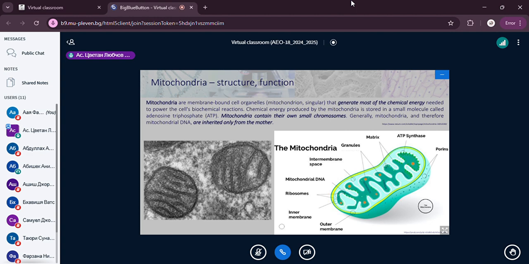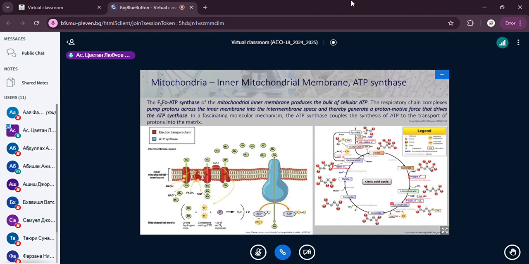The matrix is located inside the inner membrane, guys. It's a liquid in which we see the presence of DNA. This is the only other place in the cell where we can see its own DNA. We're going to see RNA and we're going to see ribosomes. This means that it can self-replicate, guys, without needing the cell to divide. Very important one. Now, within the matrix, we can also find a special cycle, which we call the Krebs cycle.